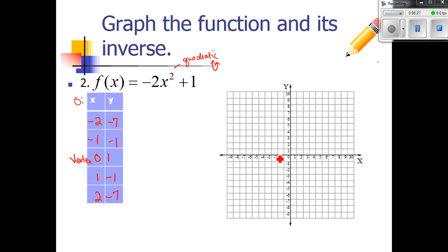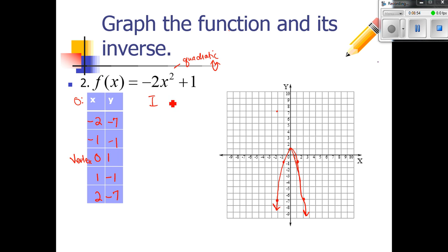Okay, I'm going to go ahead and graph this. Oops, my apologies, negative 2, negative 7. Negative 1, negative 1, 0, 1, 1, negative 1, and 2, negative 7. And here is our graph. Okay, and it does look like it passes the vertical line test. Okay, and so it is a function.